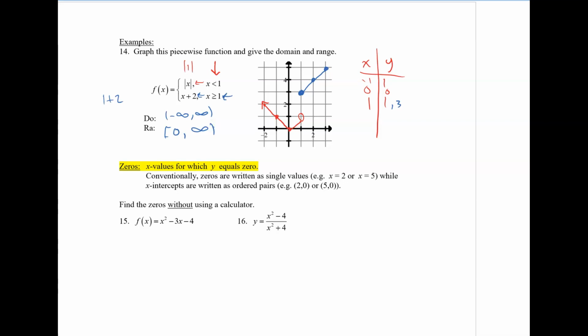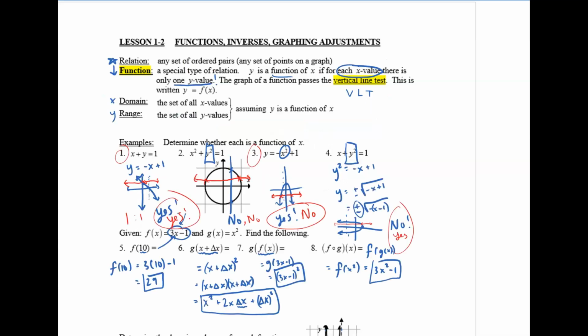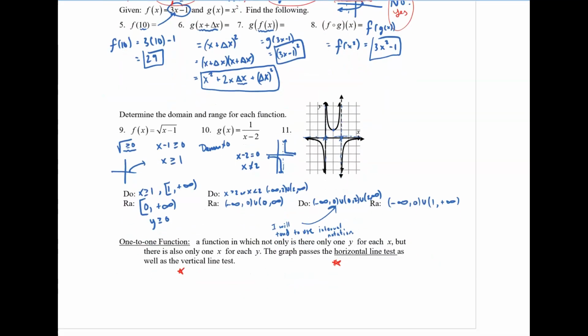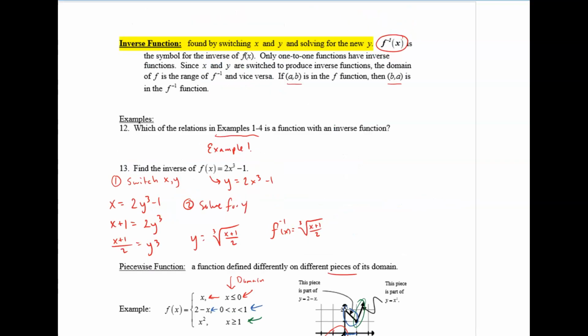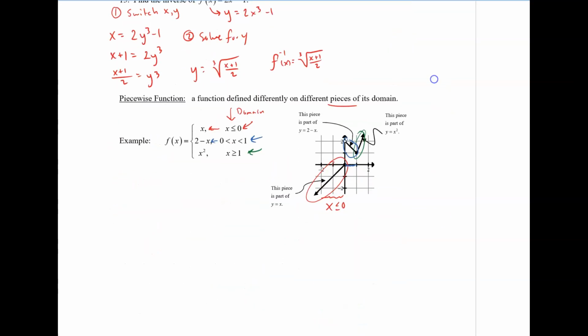All right. In this video, we talked about one-to-one functions and how to identify a one-to-one function. Remember, a one-to-one function is a relation which is a function, and its inverse, found by switching x and y, is also a function. Okay, and then we also talked about piecewise functions.